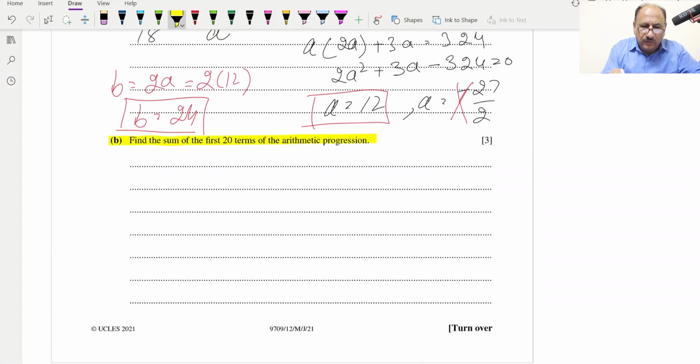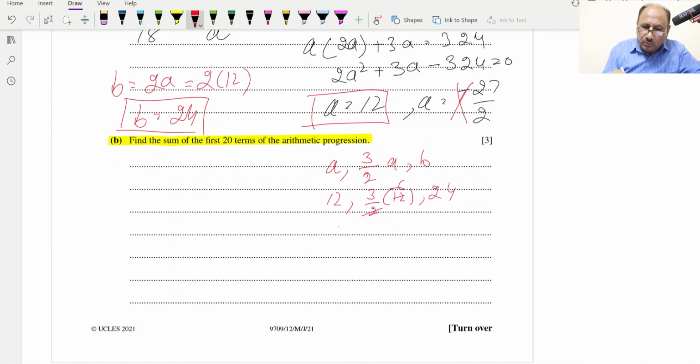Find the sum of the first 20 terms of the arithmetic progression. So a value is what? We can write the terms which are provided. First value is a, then 3 by 2 a, and then b. And if we replace the values which we found, a will be 12, and then 3 by 2 into 12, and b value is 24.